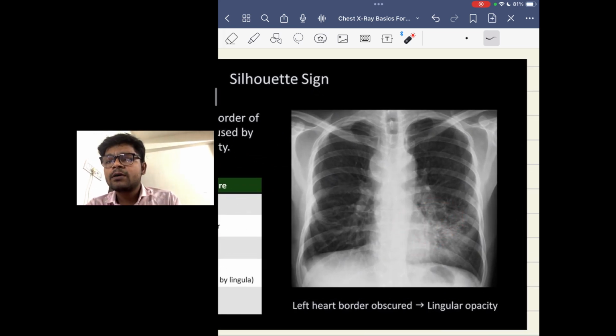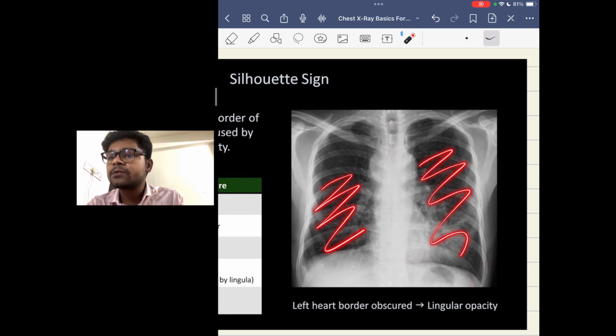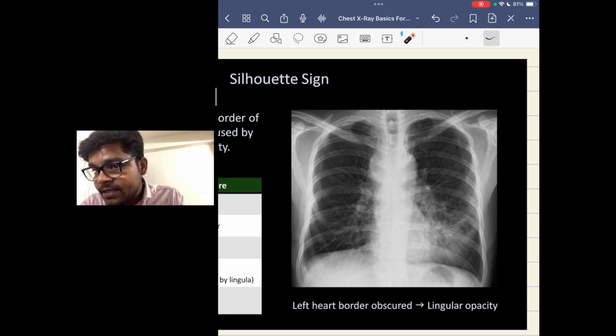Can we see the left heart border? No, the angles are clear. The trachea is in the midline. There is no volume loss as compared to the right, but there is presence of air bronchogram.